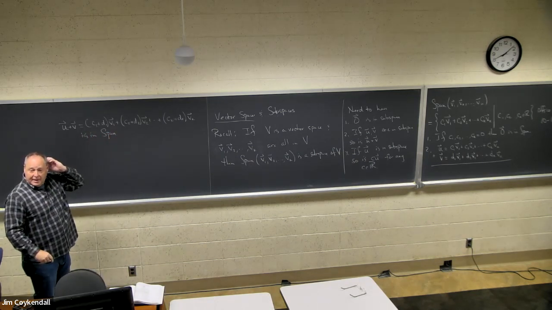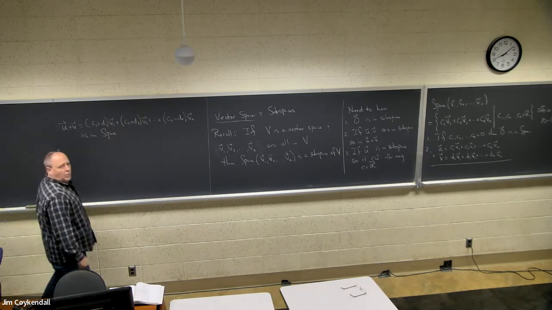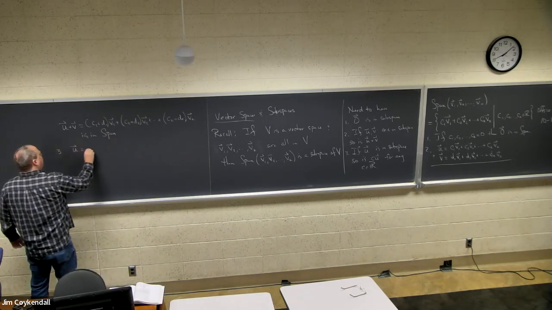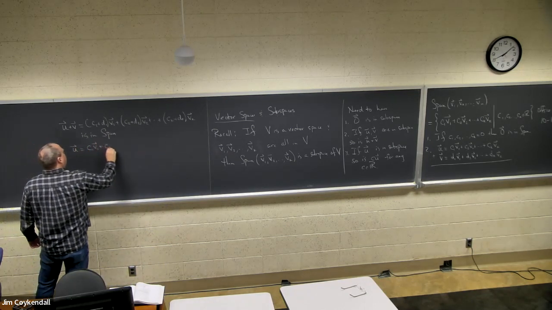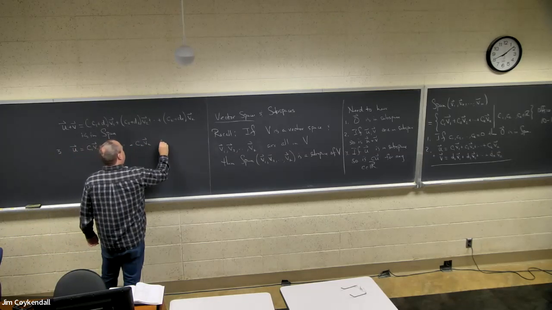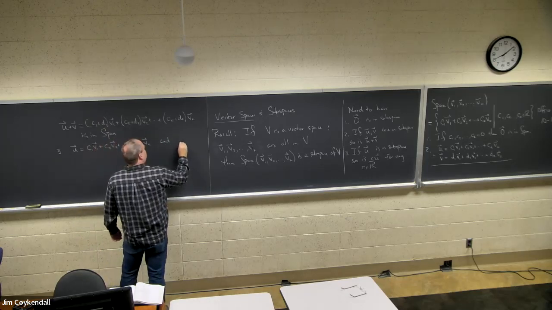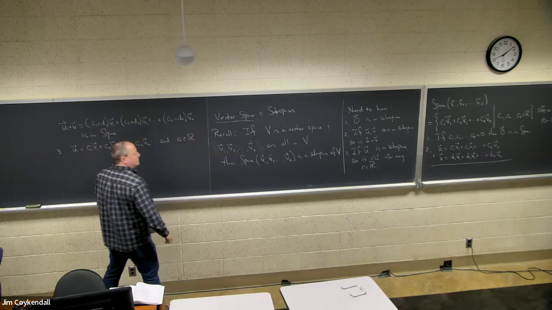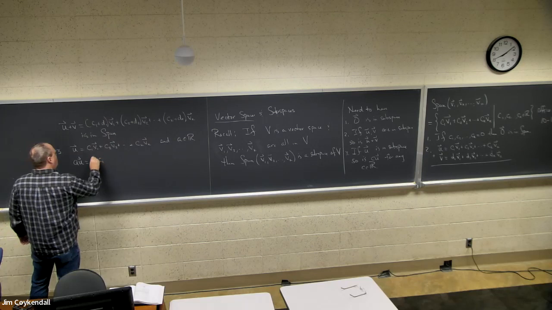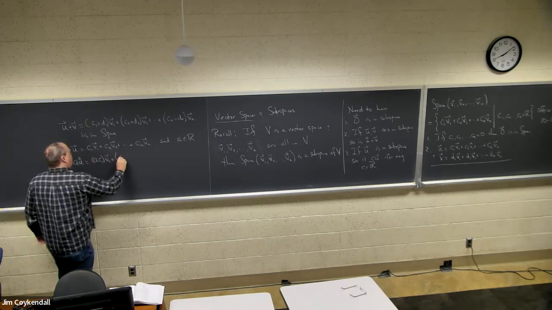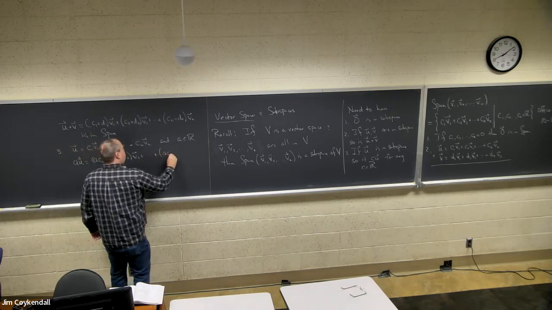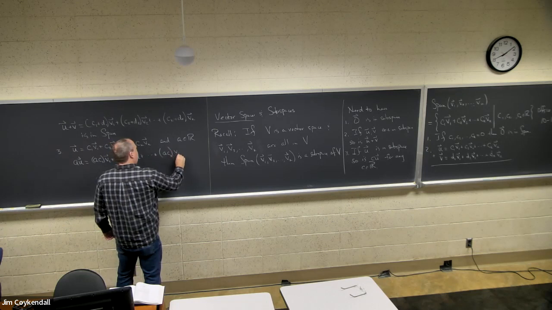Correct? And finally, we need to have it closed under scalar multiplication. So if U is equal to C1B1 plus C2B2 plus up to CKBK, and let's say A is a real number. If you look at AU, this is AC1 B1 plus AC2 B2 plus up to ACK BK.